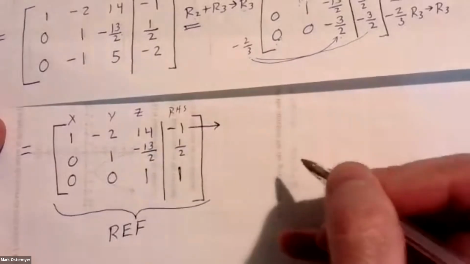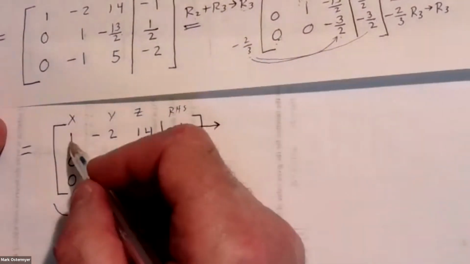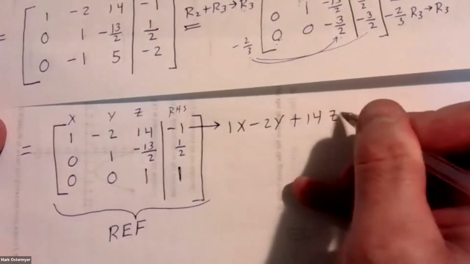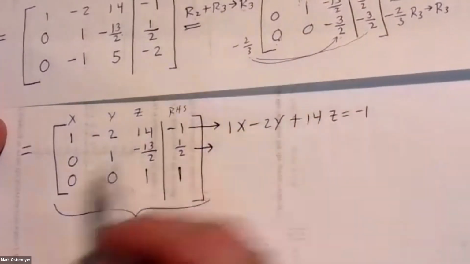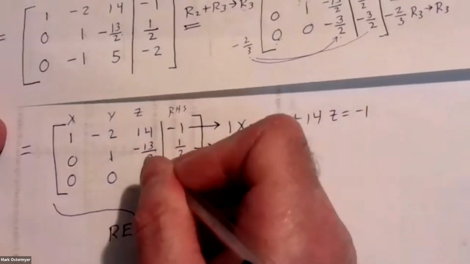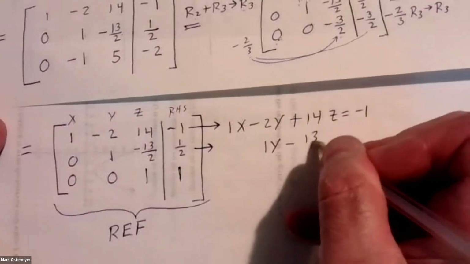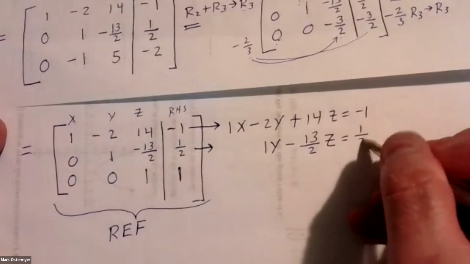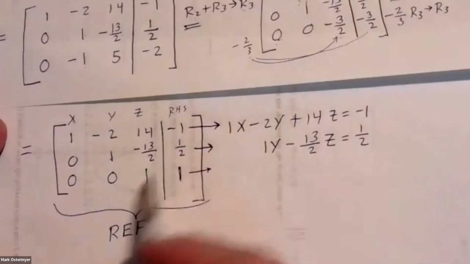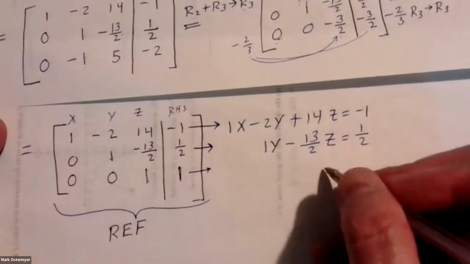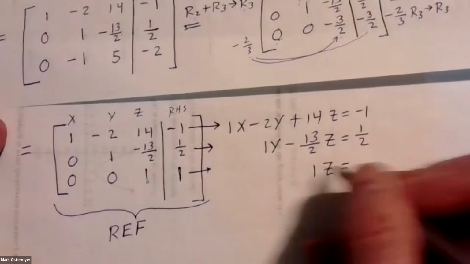From the first row, what equation do I generate? 1x minus 2y plus 14z is equal to -1. From the second row, what equation do I generate? 0x plus 1y minus 13/2 z equals 1/2. From the third row, what equation do I generate? 0x plus 0y plus 1z equals 1.